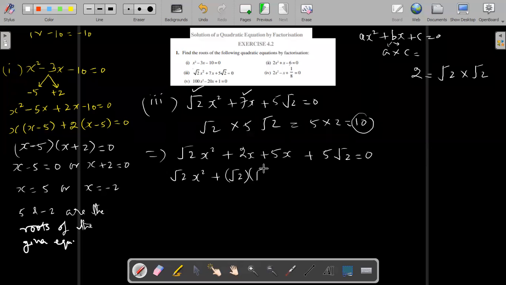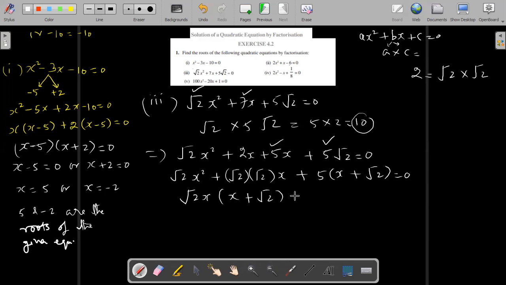We can write root 2 into root 2 x, so that we can take out common. Now root 2 can be taken out common and x also, but here only 5 is common, so no problem. Here we can take out 5 common, x plus root 2 is equal to 0, and here you take root 2 x common, so x plus root 2 is left inside. Similarly here, x plus root 2 is left inside.